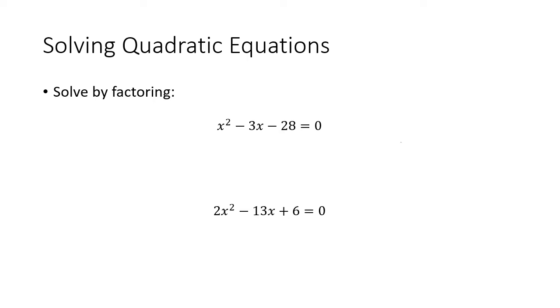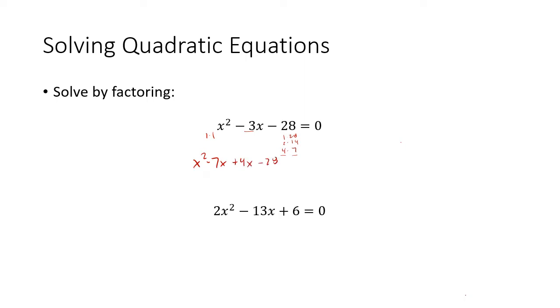Again, we're going to look at the multiples of the leading coefficients. So 1 and 1, 28: 1 times 28, 2 times 14, or 4 times 7. All right, and to me, the difference between 4 and 7 is 3 right away, so I know it's going to be this one. So I'll go x squared minus 7x plus 4x minus 28.